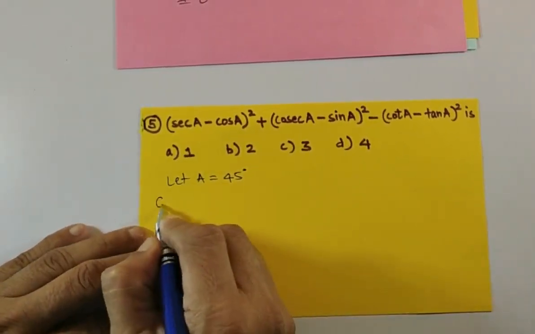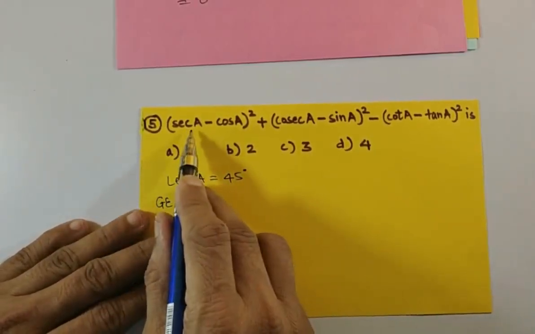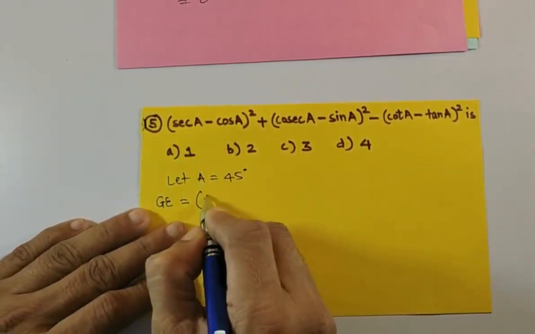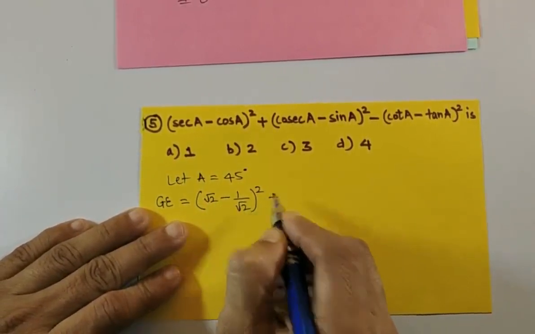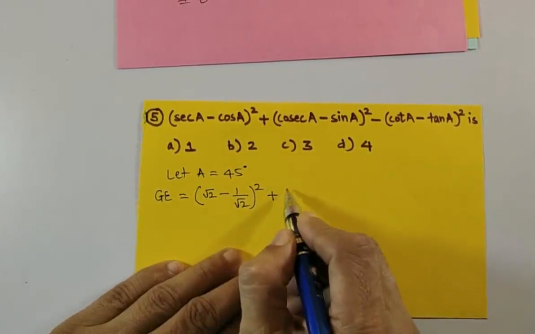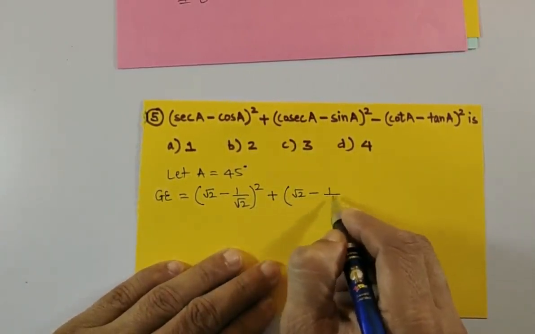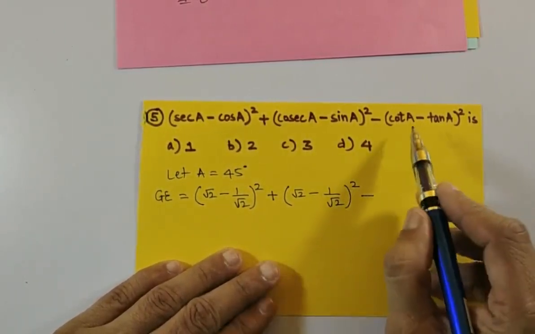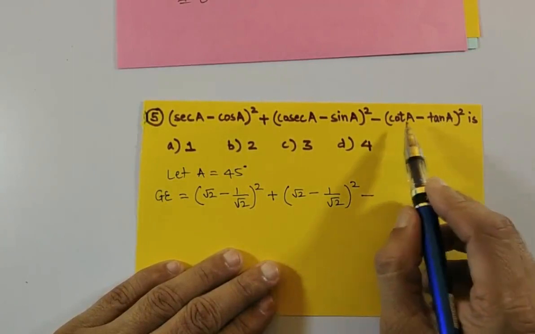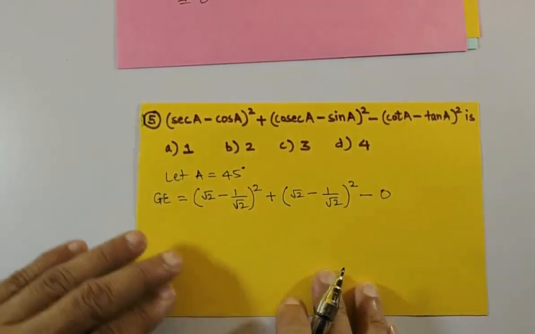So if I substitute in the given expression, secant 45 is root 2, and cos 45 is 1 by root 2, bracket square, plus cosec 45, which is root 2, and sin 45 is 1 by root 2, bracket square, minus cot 45 and tan 45, which is 1. 1 minus 1 is 0, so this is 0, even if you don't write it.